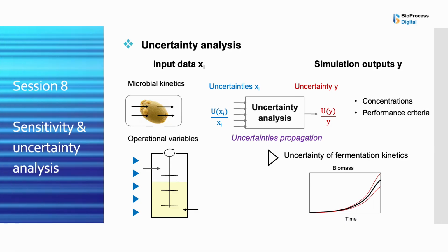In the second part of the session, you will apply uncertainty propagation methods to quantify the uncertainties or confidence intervals associated with simulated fermentation kinetics and predicted process performances. These uncertainties are determined from the estimated uncertainties in model parameters, operating variables, and other input data. By quantifying and ranking the contribution of each source of uncertainty, you will identify the variables and parameters that have the greatest impact on prediction accuracy.